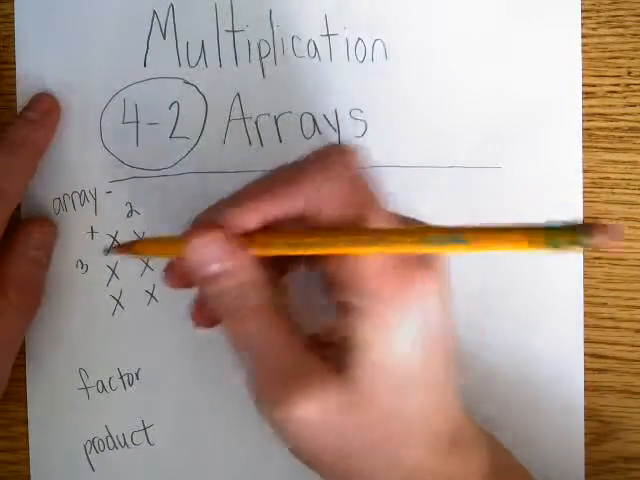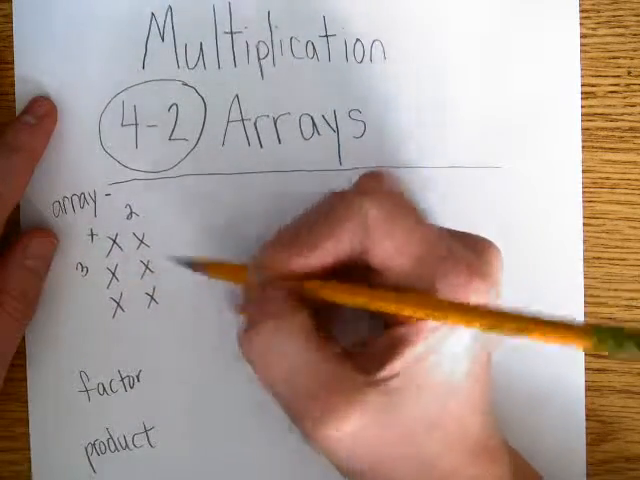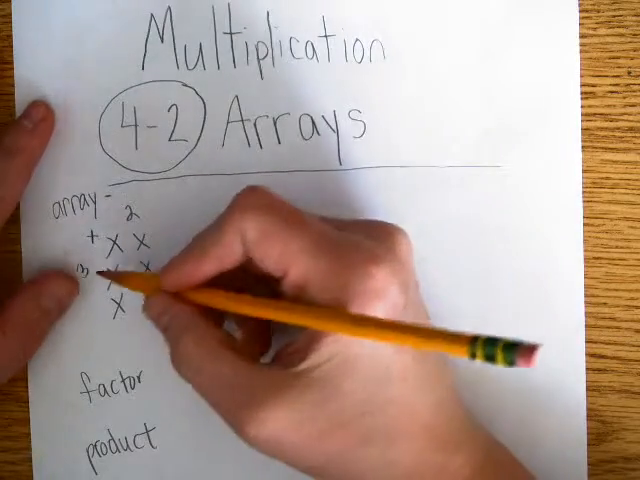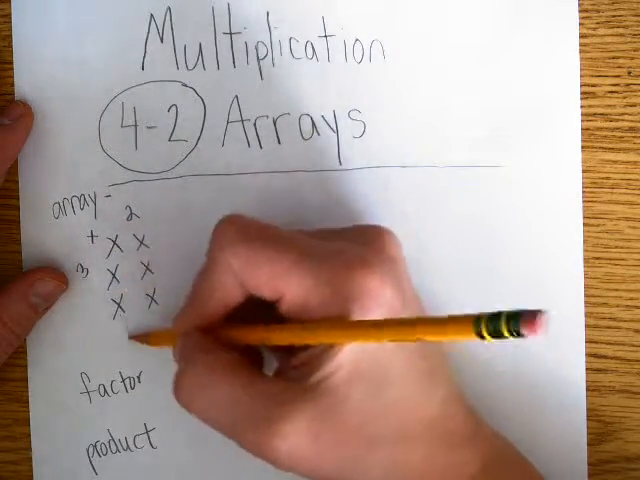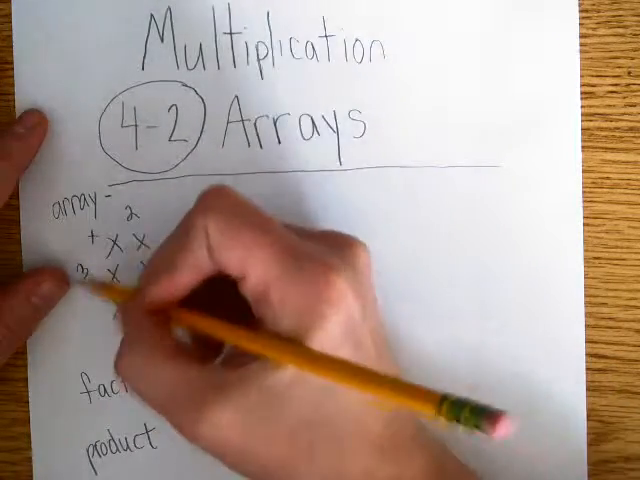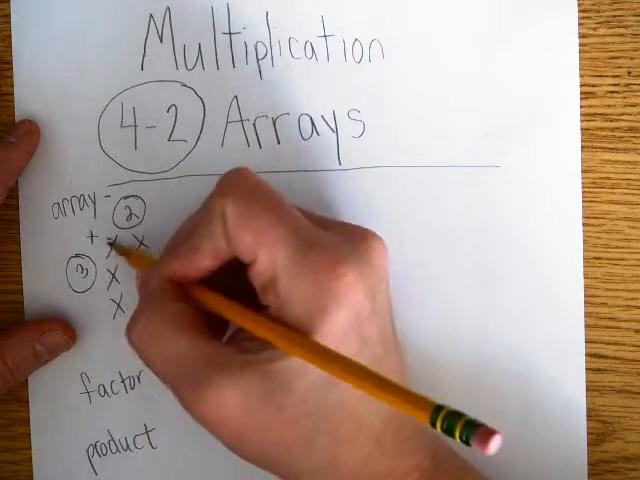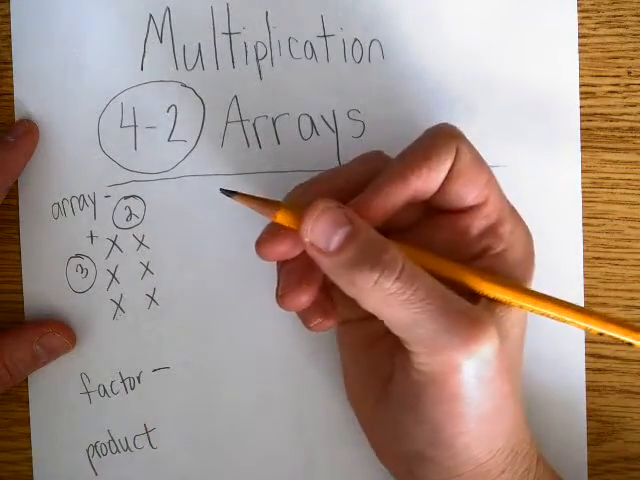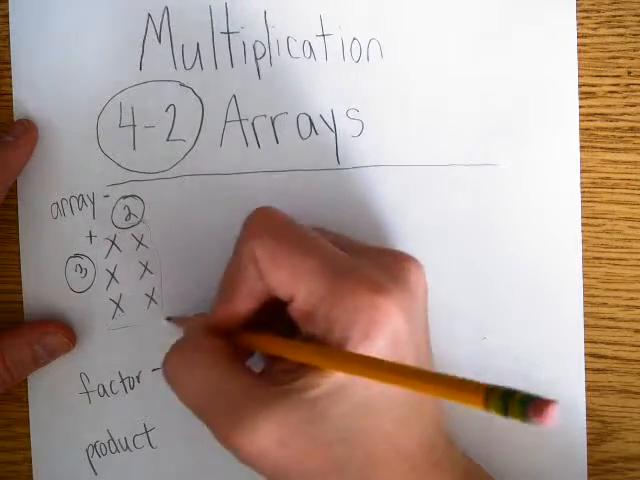So an array is basically a set of dots with an equal number of dots in each column and an equal number of dots in each row. So in this case it's a 3 by 2 array. There are 3 dots or X's down and 2 across. Each of these numbers, this 3 down and this 2 across, represents a factor in a multiplication problem. Should we try to solve how many objects are in this array?